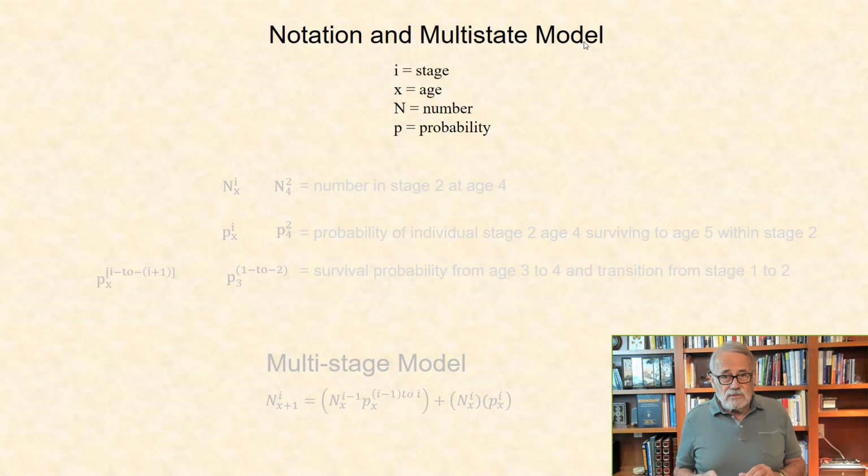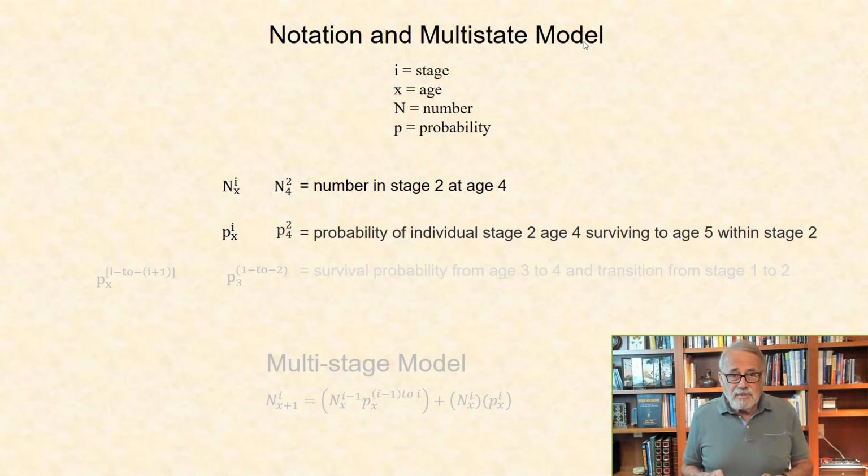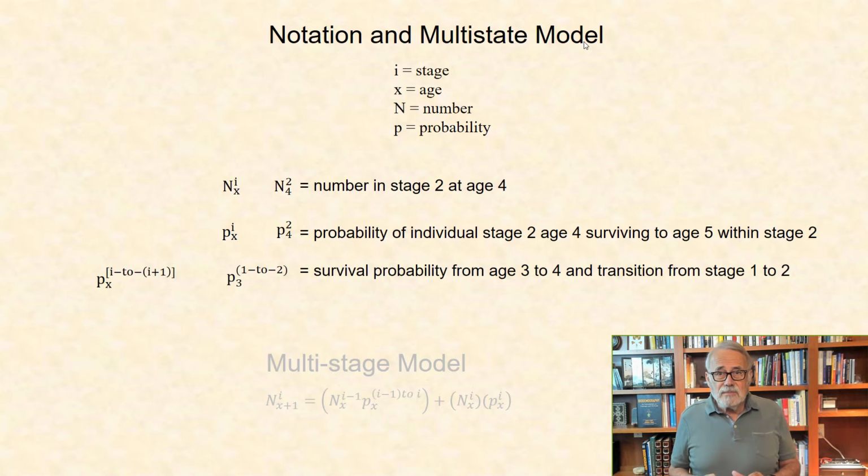Scripting is shown as follows, with the general expression given to the left and an example given to the right. I will give only the examples in words. The first example denotes number of individuals in stage 2 at age 4. The second example denotes the probability an individual in stage 2 at age 4 survives to age 5 within stage 2. The third example denotes the joint probability of surviving from age 3 to age 4 and transitioning from stage 1 to stage 2.